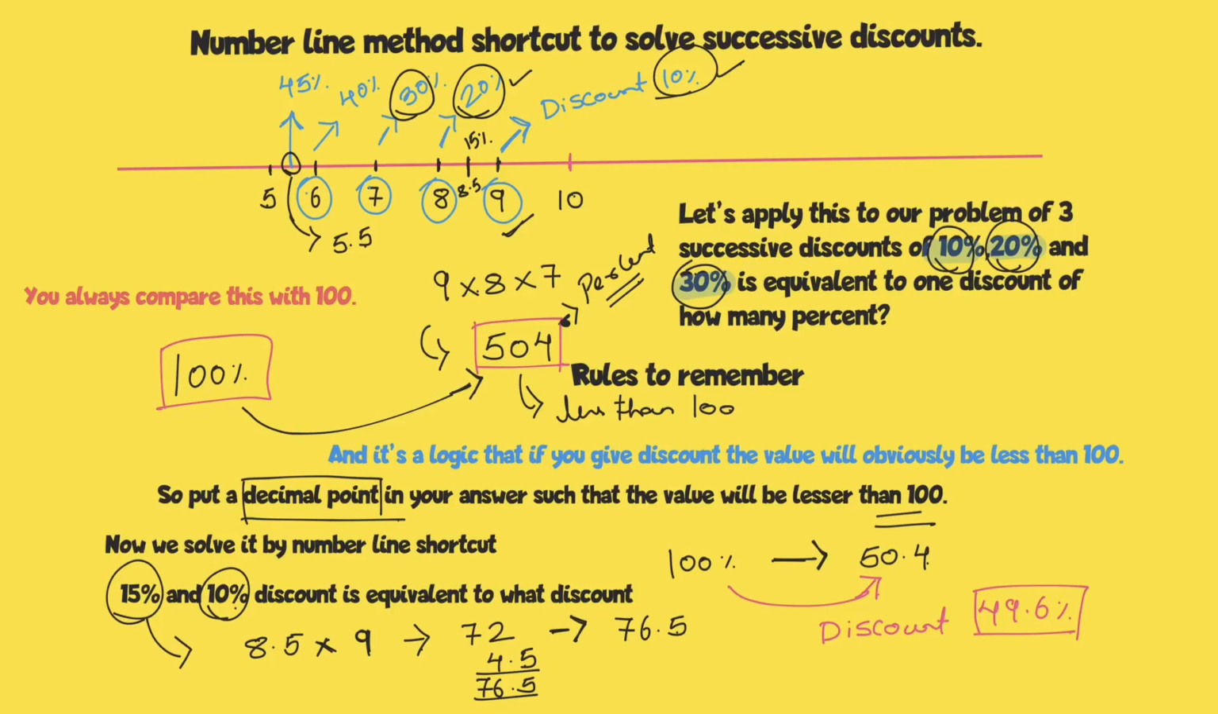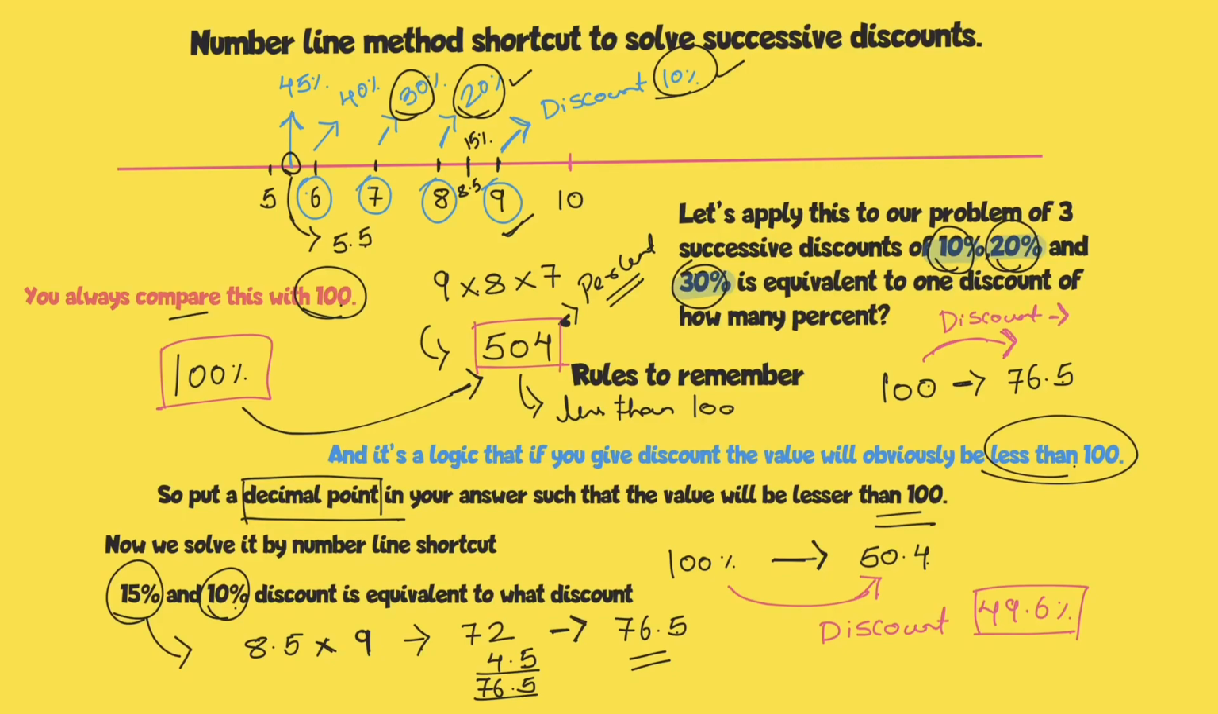It is now reduced to what? It is now reduced to 76.5, because we always start and compare this with the 100, and we see what is the value that we are getting after the 100. Since we give the discount, I told you it will always be less than 100. No need to put a decimal point here. We already got a value which is lesser than 100. So 100 is reduced to 76.5%. So what is the discount that is being given in this case?